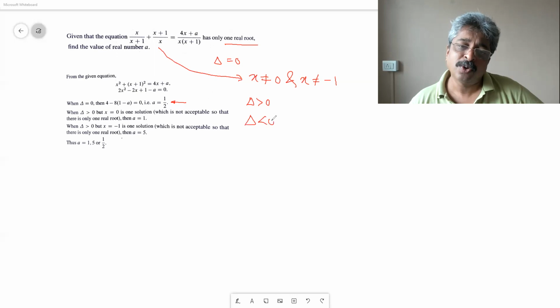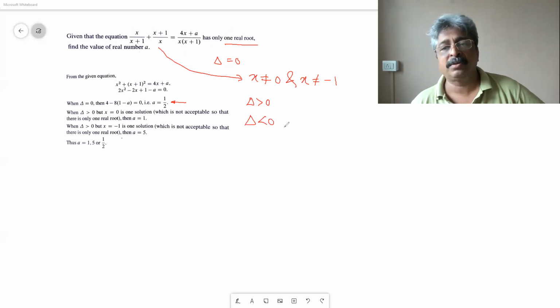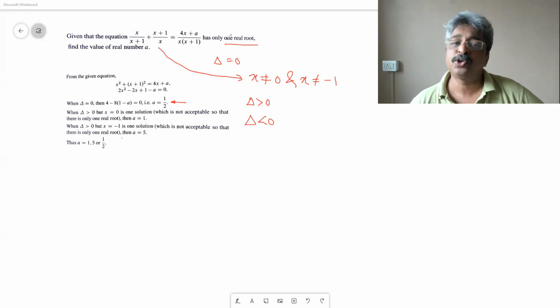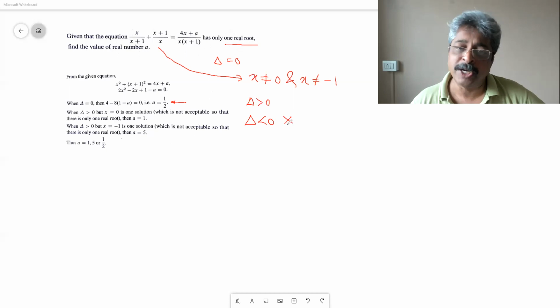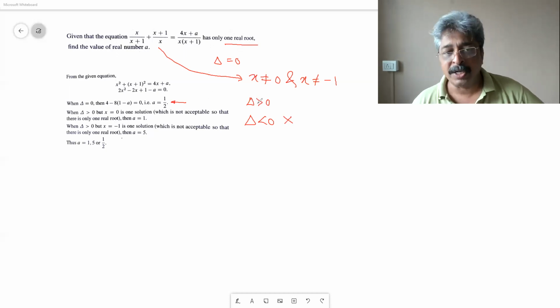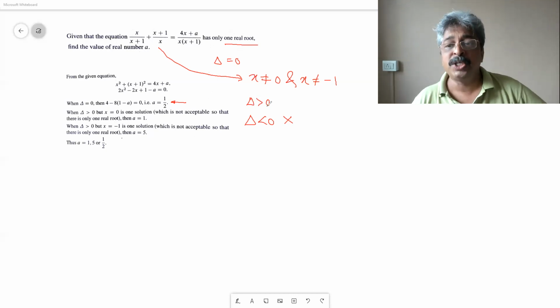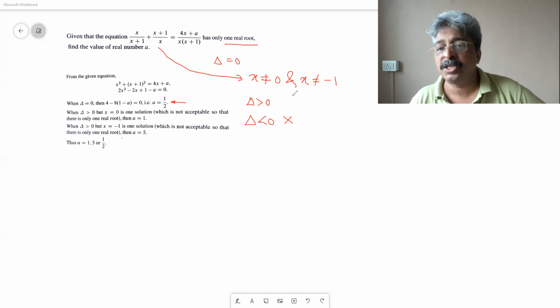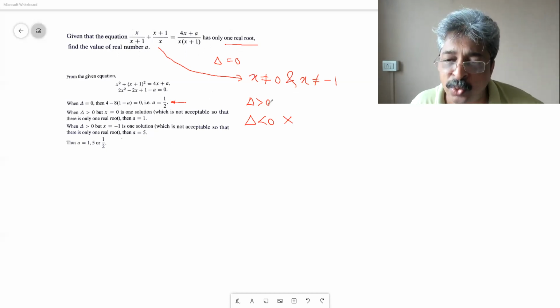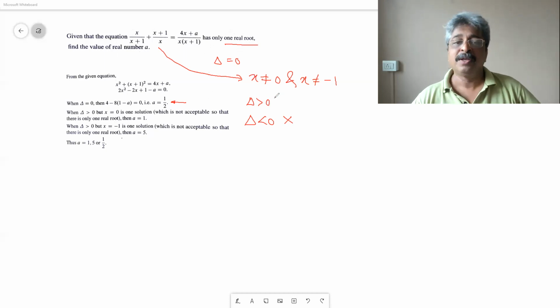Delta less than 0, we will not get any root, because imaginary roots will be there, and we are supposed to figure out only real roots. So this will not produce any root, that is correct. Delta equal to 0 has one root, that is correct. But now delta is greater than 0. Instead of having two distinct roots, will there be a value of a for which you end up getting only one root?